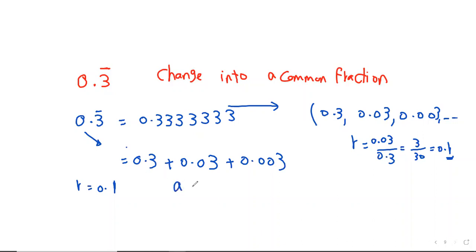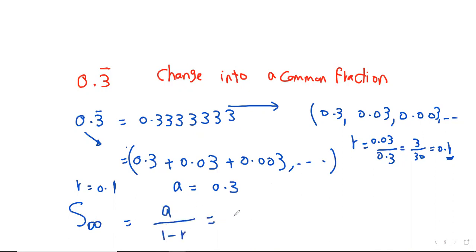And A, the first term, is 0.3. So I want to get the sum. So S infinity in this case equals A over 1 minus R. What is A in this case? A is 0.3 over 1 minus 0.1. Okay, by using the calculator, you will get 1 over 3. That's it.